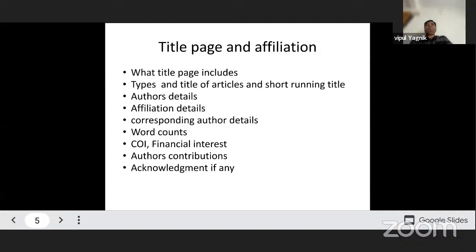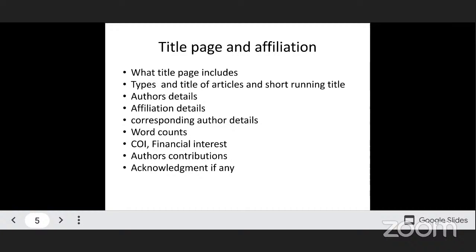Yes, title page and affiliation. This is a very important page. Few journals, those who follow the single blind peer review process, are asking to make a one Word document that includes the title page and main text both. But the journals that follow the double blind peer review system are asking you to submit a separate title page and separate main text. So what should the title page consist of?